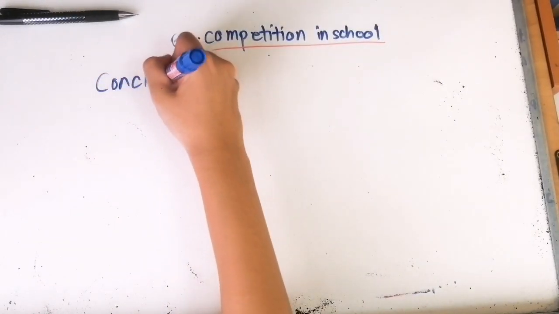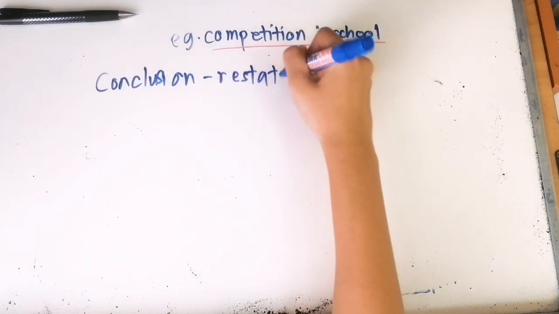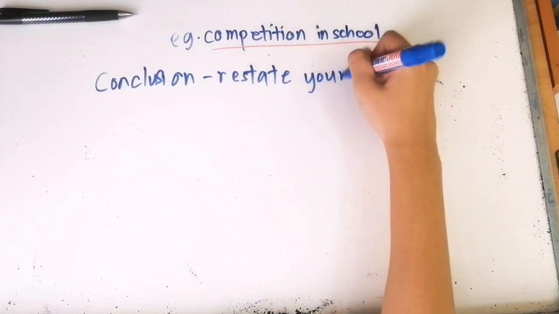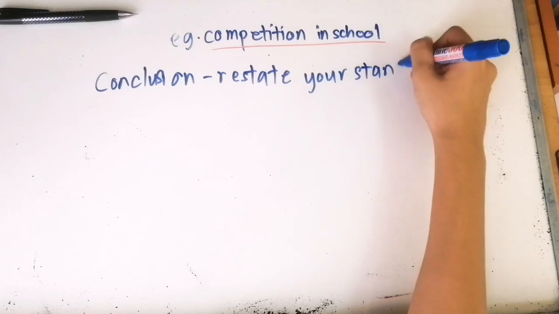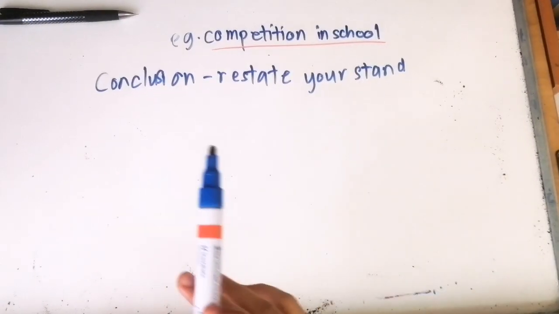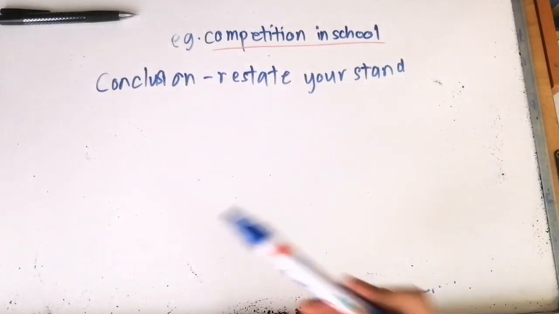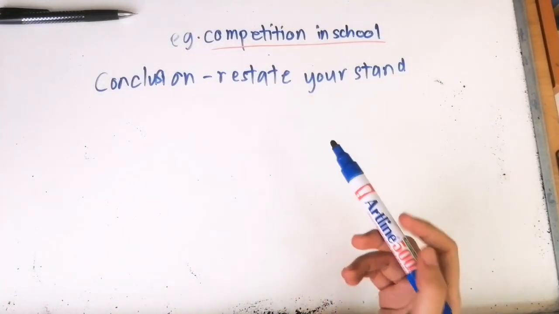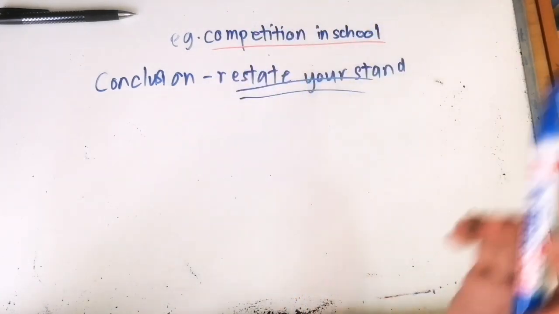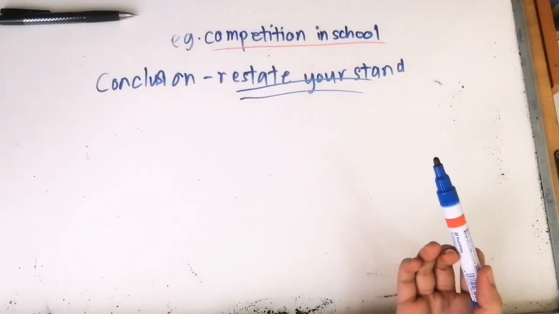So in your conclusion, you will just have to restate your stand. An example might be, in my opinion, I think that competition in school is definitely more beneficial than it is harmful, because, and restate 2 of your points. So you have to restate your stand and remind the examiner where you stand on this topic.